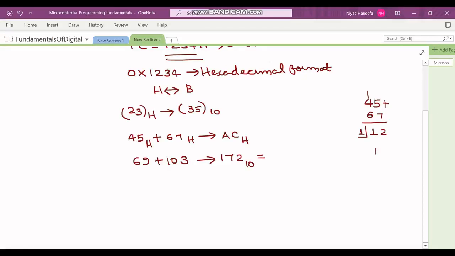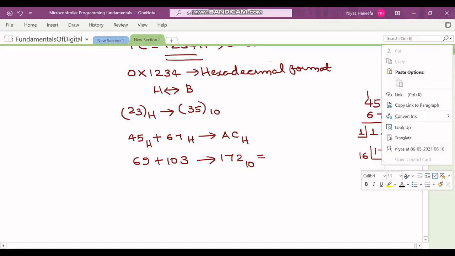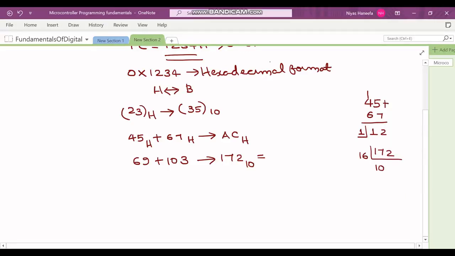Now you convert this to hexadecimal. So 172 by 16: 16 into 10 is 170, and the remainder is 12. So this corresponds to A and this corresponds to C. So this will be equal to ACH. So convert from hex to decimal, then do the operation, then convert it back to hexadecimal. That is also one way you could do it.